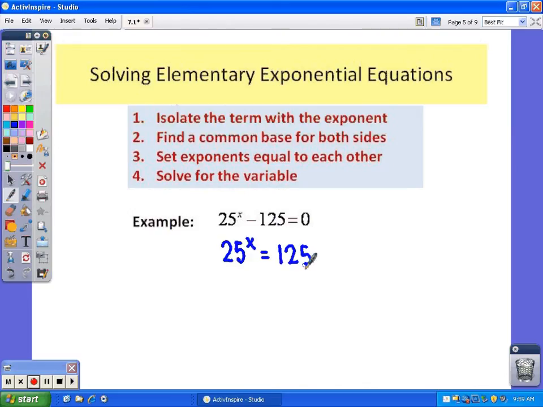Now I need my bases to be the same. One of them is a 25 and one of them is a 125. You should agree that 25 can be written as 5 squared, and we still have the exponent of x, and 125 can be written as 5 cubed. Now again, if the two sides are equal and the bases are equal, that must mean the exponents are equal as well. So setting the exponents equal to one another, we can solve for x by dividing. X would give us 3 over 2.